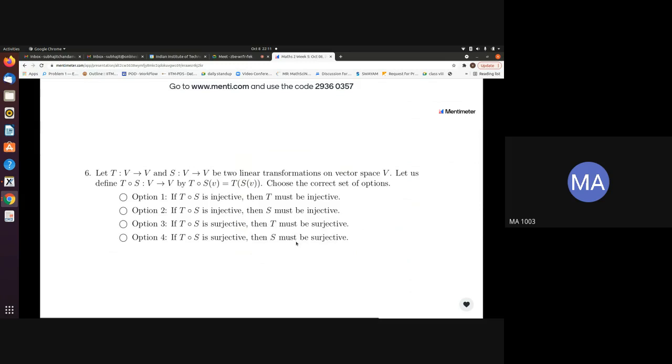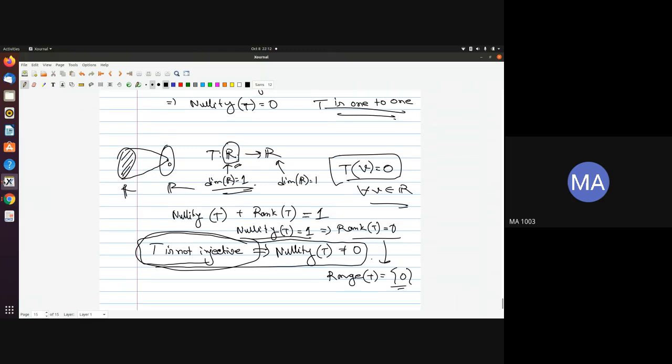So this is basically a simple checking. Everything is from V to V, and the composition function, you know this is how it is defined: T composed with S, first you apply S, then you apply T on that. It has nothing to do with transformations basically; what you know for functions is enough. So if the composition is injective, then which one, T or S, is injective? That is the question. If I take the first one, injectivity of TS.